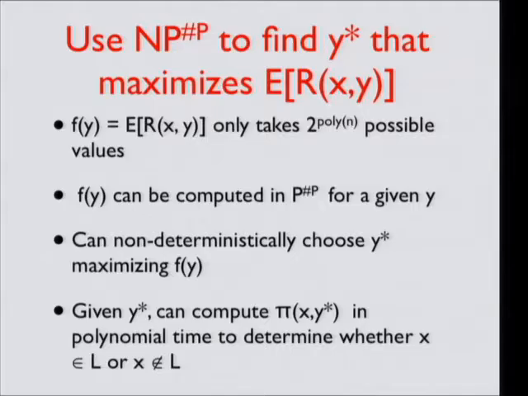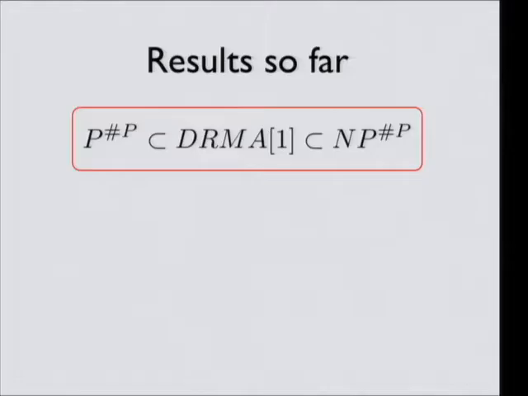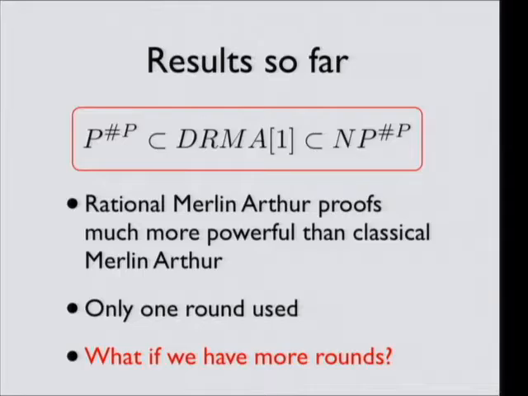And then we can non-deterministically choose y star, maximizing f of y. So we can do some binary search over these computations I do in P to the Sharp P. This whole process I can simulate in NP to the Sharp P. And given this certificate, I can compute the predicate in polynomial time. So that's why rational proofs with one round are in NP to the Sharp P.